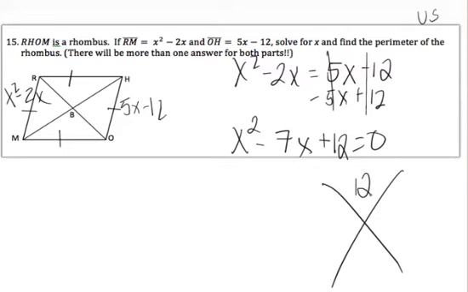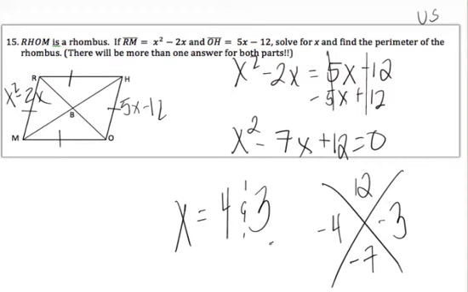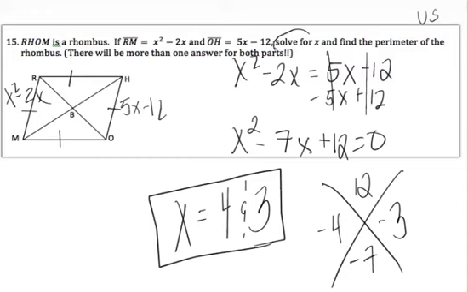Okay, what numbers multiply to give me 12 but add to give me negative 7? The answers are negative 4 and negative 3. But the solution is actually 4 and 3. It's the opposites. So x equals 4 and 3. Well, I haven't exactly solved the question. I've solved for x. So we'll write that up here. X equals 4 and 3.